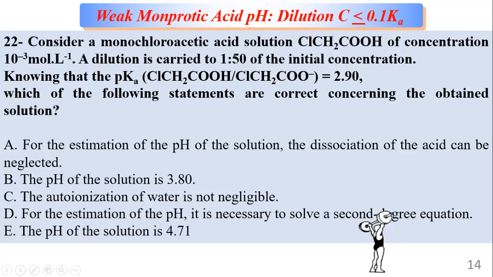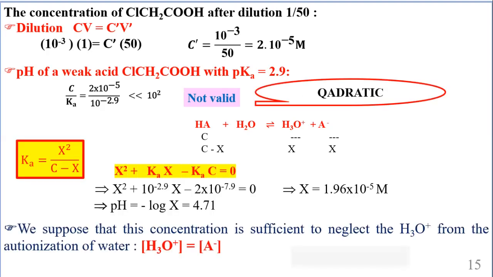And in this question, it was necessary to solve a second degree equation. So D would be correct, okay? And also, in this case, the dissociation of the acid can be neglected. Well, no, I needed to use the dissociation of the acid, right, to get it. And the autoionization of water was not neglected. No, it was neglected because the concentration is greater than 3.2 times 10 to the minus 7. Okay, so it was neglected. So this answer, if I had done it like this, would be D and E.